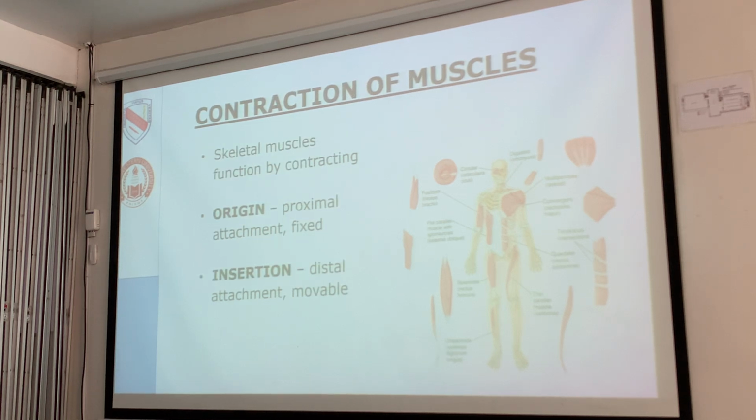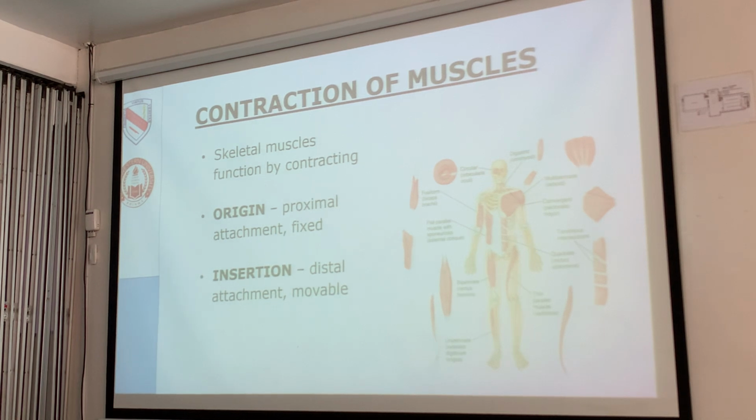For the contraction of muscles, during your anatomy exam or laboratory, when you are studying muscles as well as the bone, you have to remember that every muscle has an origin and an insertion. Now, in general law of muscle, the insertion always goes towards the origin. Okay, not the other way around. Understood?